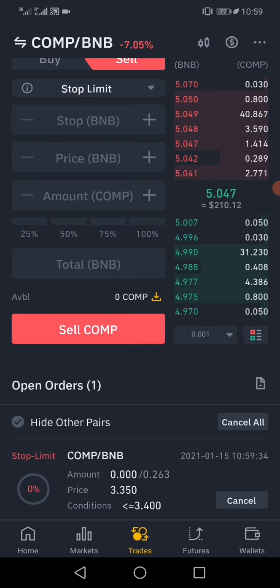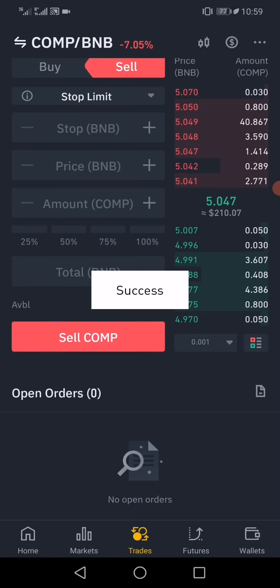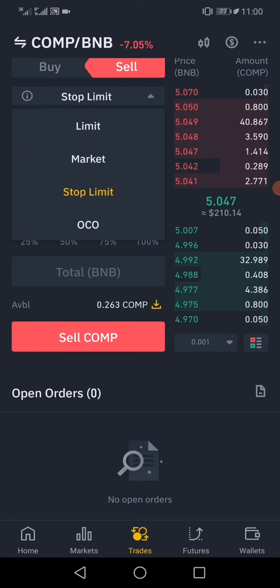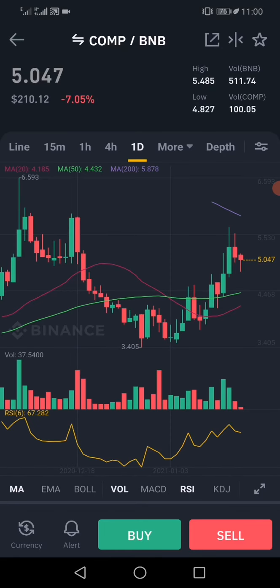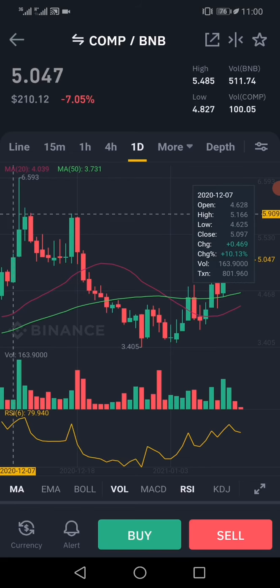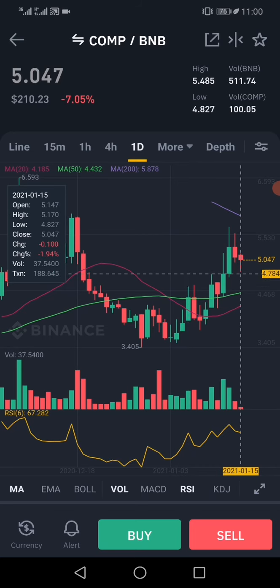Now, the last and the most important is the OCO order. The OCO is also known as the one cancels the other. Now, what the OCO order actually is, is a combination. You can see that I have a limit order at the top and a stop limit order at the bottom. Now, for the limit order, I've analyzed my charts and I want to sell this compound at this peak here, which is coinciding with the 200 period moving average here, around 5.87, 5.9, give or take.